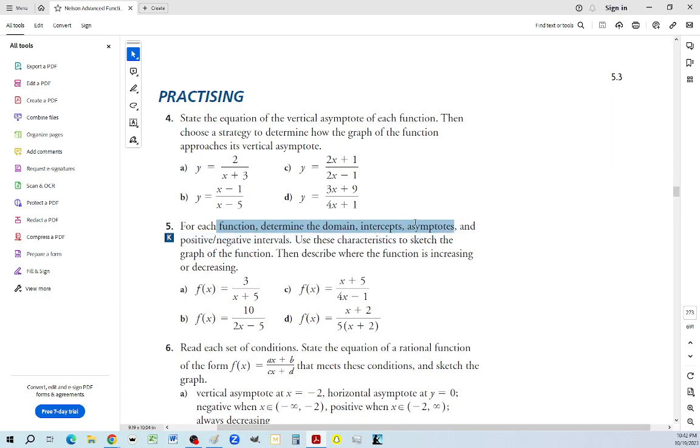For each function, determine the domain, intercepts, asymptotes, and positive negative intervals. So let's start with the easiest thing. When x is 0, we get 3 over 5. When x is 0, we get 5 over minus 1, which is minus 5. When x is 0 here, we get 10 over minus 5, which is minus 2. And when x is 0 here, we get 2 over 10, or 1 over 5. So that's easy for when x is equal to 0.